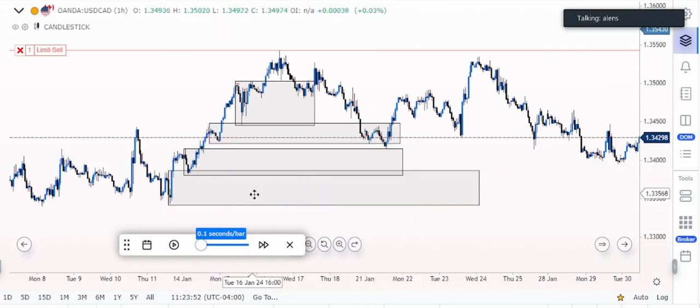So we have 1, 2, 3, 4 other flows. Which one is the valid one? The last one you drew is valid. The first one, no, there's no fair value gap in the first one, and the second one is correct because it has a fair value gap. The third one is not correct, and the fourth one is correct.